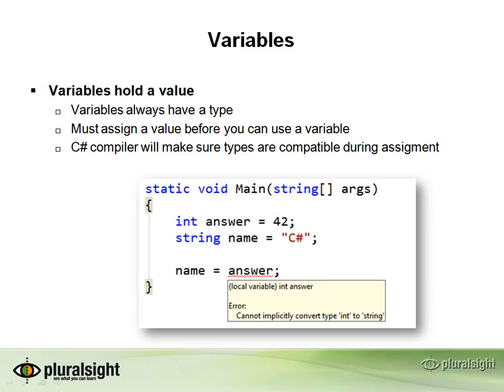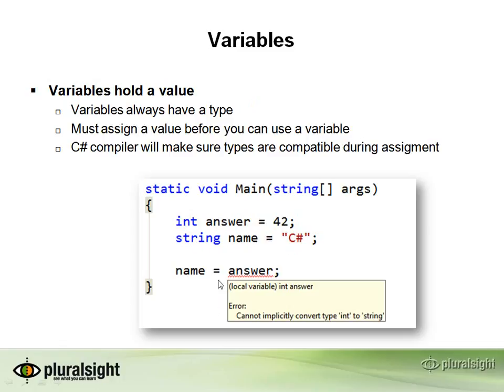Variables in a C# program are those named pieces of information that you create to hold some value. In this code snippet, we have a variable called answer that's holding the value 42 and a variable called name holding the string value C#. Variables always have to have a type, so I had to declare that answer was an integer and that name was a string.